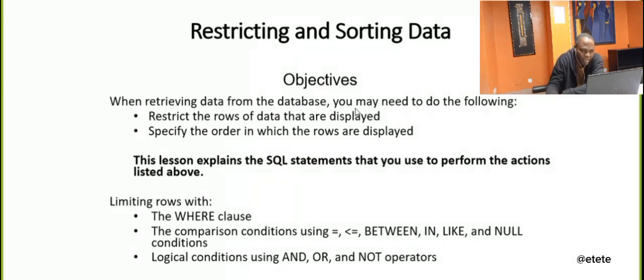So when retrieving data from database, you may need to do the following. One, restrict the rows of data that are displayed. Two, specify the order in which the rows are displayed. It can come in any way. But if you want to specifically say, I want to select and I want it to come in ascending order or descending order, you can specify that. Now, this lesson explains the SQL statement that you use to perform the actions listed above. That's what we are going to do in this lesson.